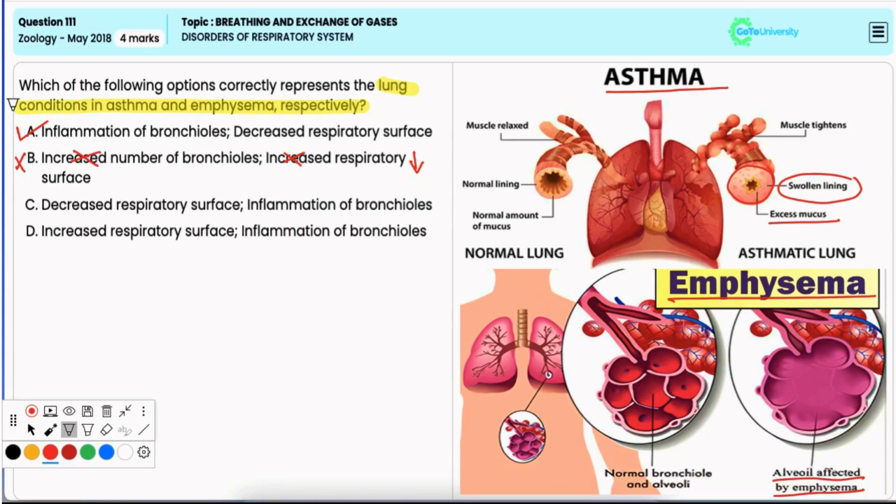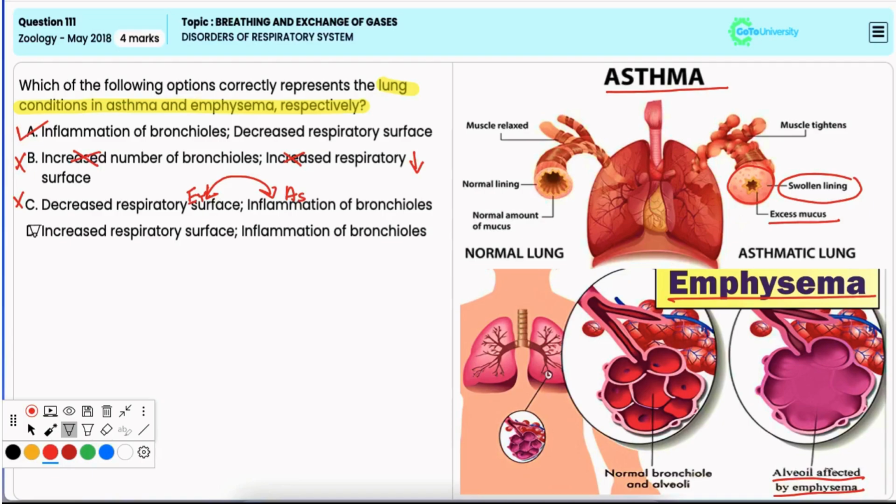Option C, decreased respiratory surface, inflammation of the bronchioles. It is incorrect because the option reverses the condition, because asthma involves inflammation of bronchioles while emphysema results in decreased respiratory surface. Option D, increased respiratory surface, inflammation of bronchioles.